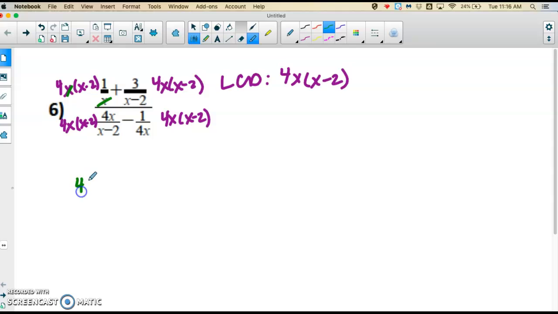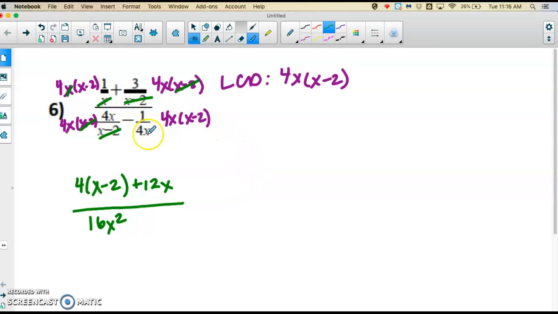So that's going to be 4 times x minus 2. Here, the x minus 2's cancel out, so that's going to be plus 12x. And then here, we're going to get the x minus 2's to cancel out. So that's going to be 16x squared. And then here, it's going to be minus x minus 2, like that.